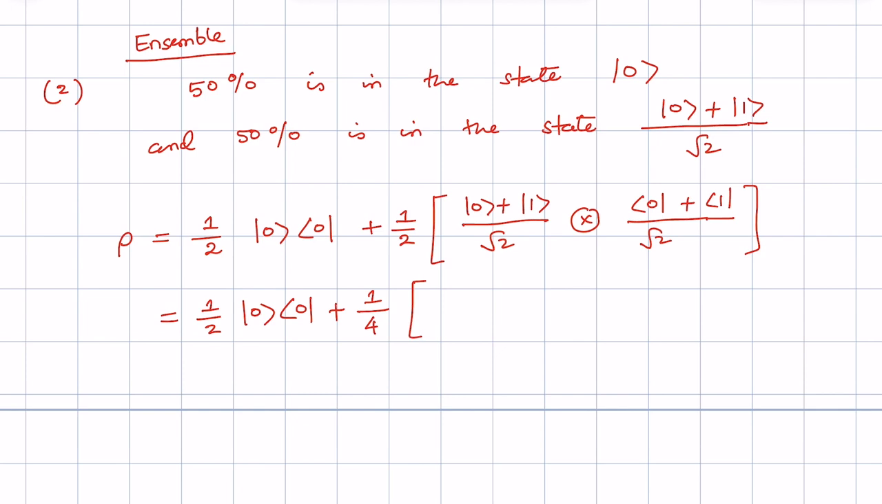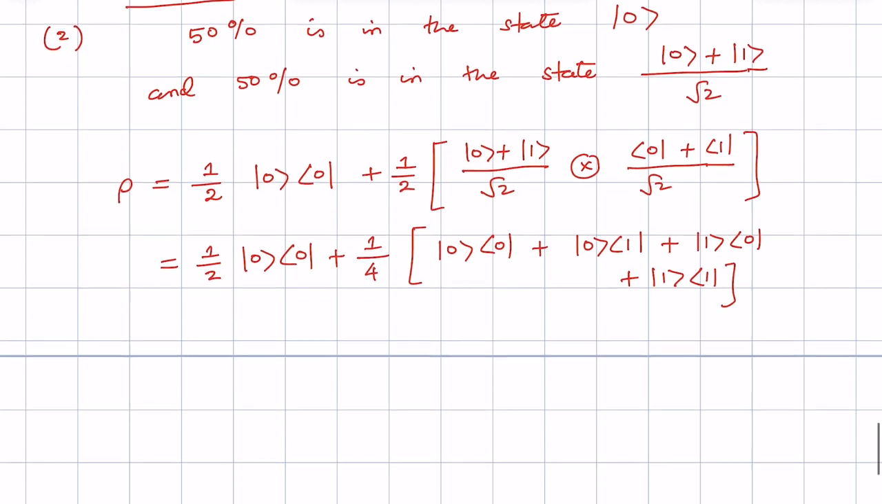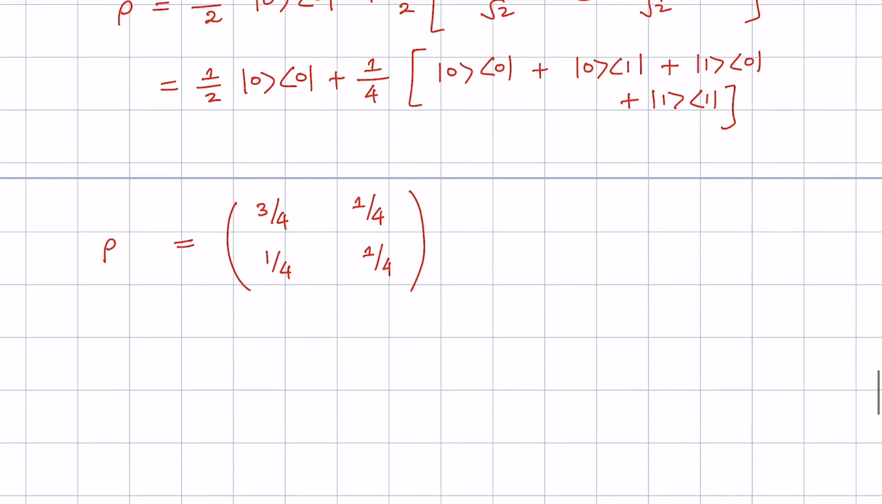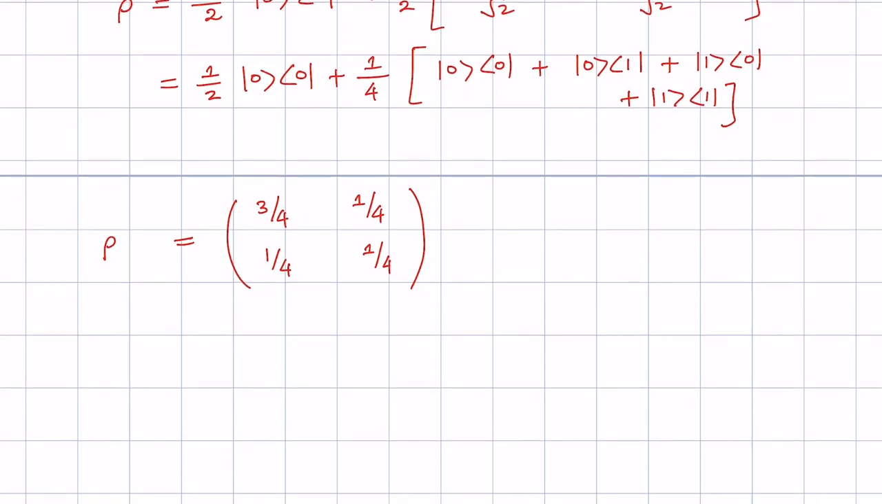Let me open it up, the whole thing. This would be K0 bra 0 plus K0 bra 1 plus K1 K0 plus K1 K1, and in matrix form you can easily write it, and I leave it to you to show that you will finally get rho equal to 3 by 4, 1 by 4, 1 by 4, 1 by 4. Now you see the trace of rho is equal to 1, and indeed that is so, so this is a valid density matrix, and also you see that the diagonal elements are positive, so it's semi-positive definite.